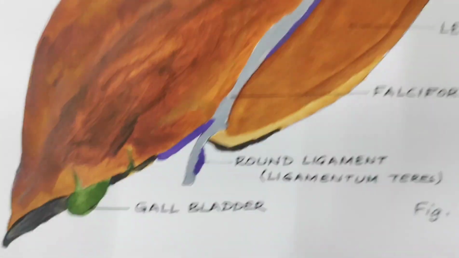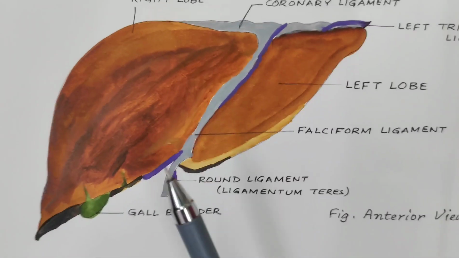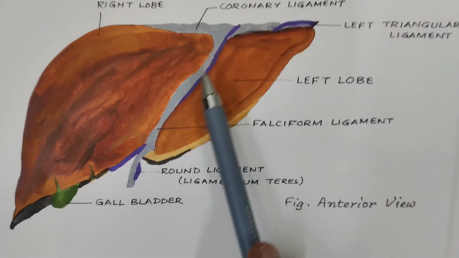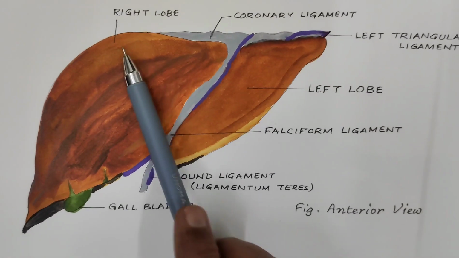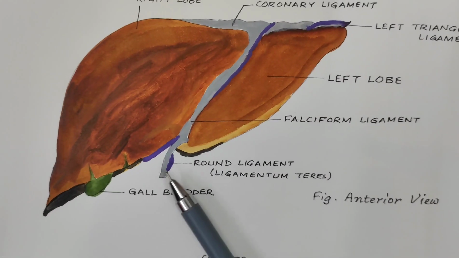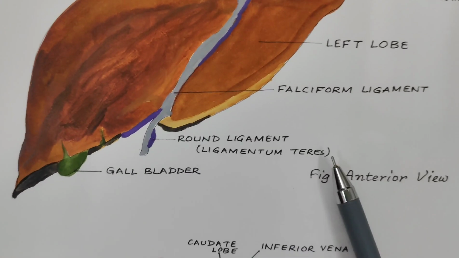Coming to the liver. As I told you, in the liver we will see the falciform ligament over here. This is the falciform ligament which separates the lobes. This is the right lobe. This is the left lobe. Here we see the round ligament. This is also known as ligamentum teres.